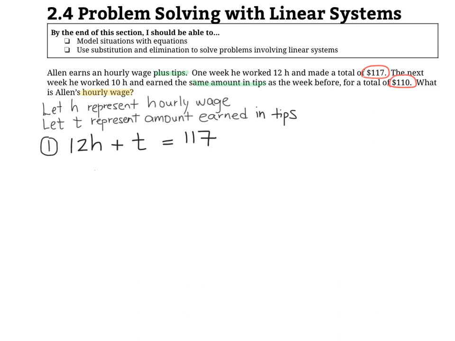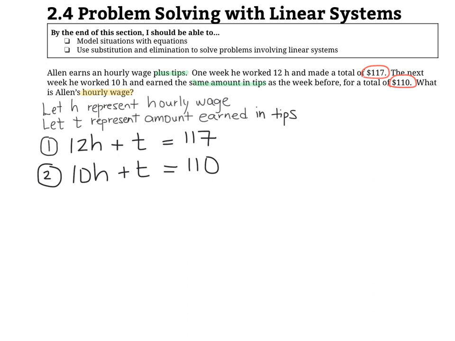The second equation in our linear system is going to model the next week. The question tells us that Alan worked 10 hours and he earned the same amount in tips. So if I translate that into a mathematical expression, it's going to be 10H plus T, which is equal to 110, because we know that he worked for 10 hours. He gets that same hourly wage. He gets the exact same amount in tips, so it's also going to be modeled by T, and all of that has to equal $110.